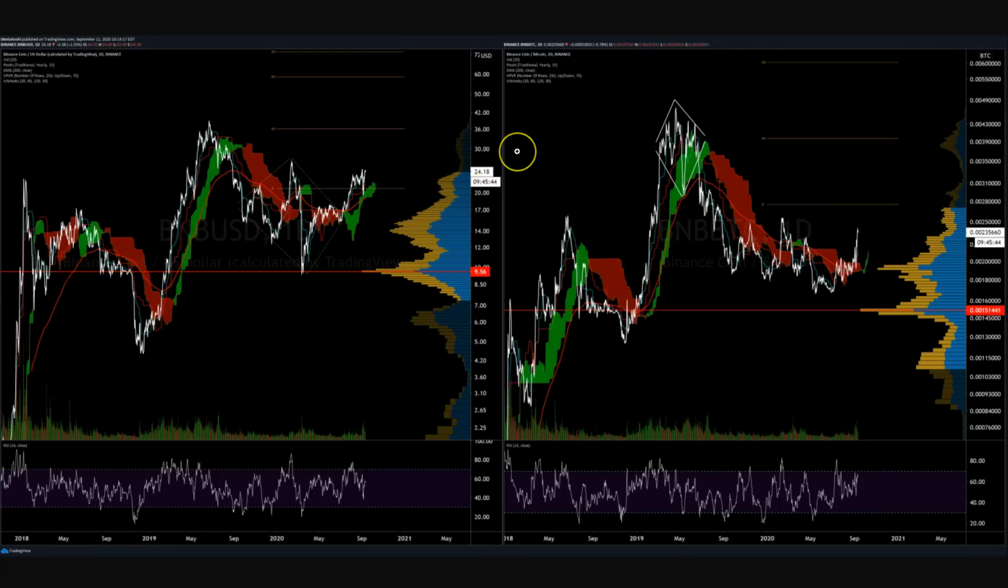BNB USD and BNB BTC, these actually look pretty good trend-wise. You know, if I had the ability to make an exchange coin basket, I think now would be the time. It's probably 3 to 6 months past the time to do that. But most of these exchange coins look pretty good.